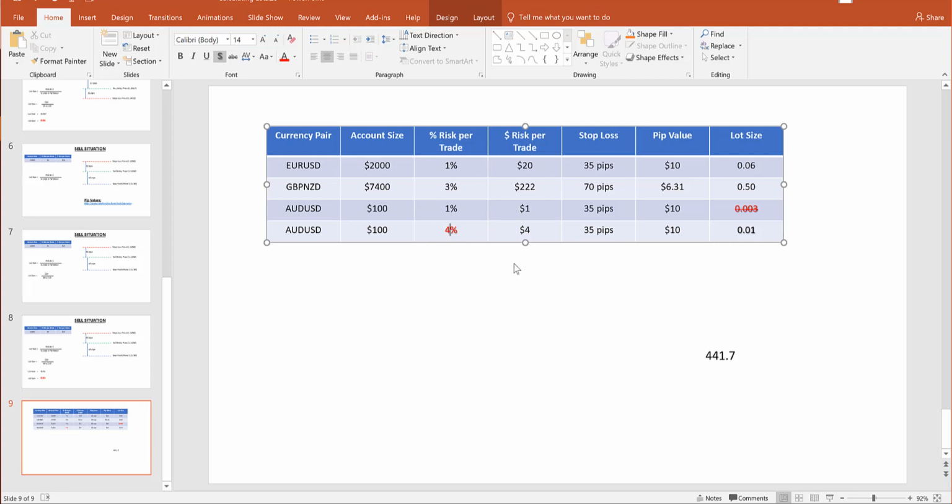So if you're losing 4% every trade, you will run out quicker than somebody who is losing only 1% per trade, as it were. So I hope that makes sense. Let's just go to the chart and just do an example.